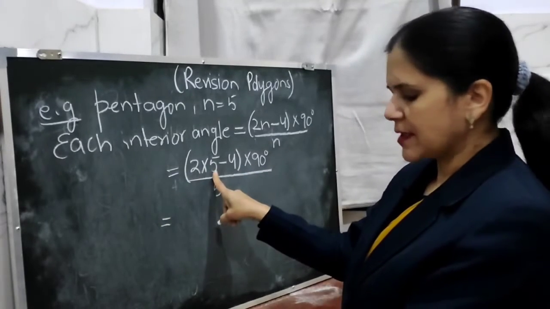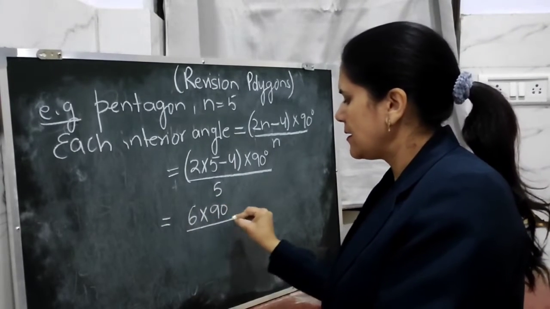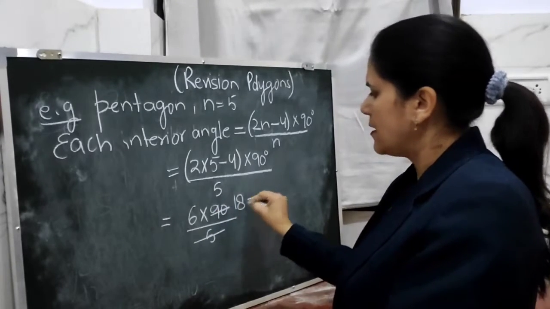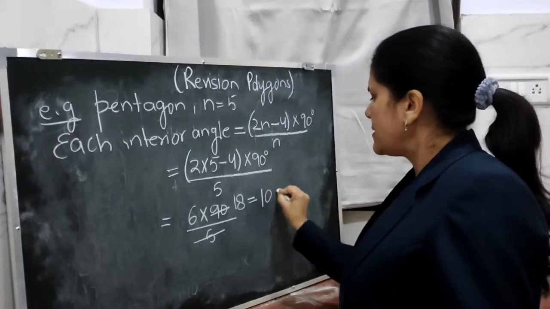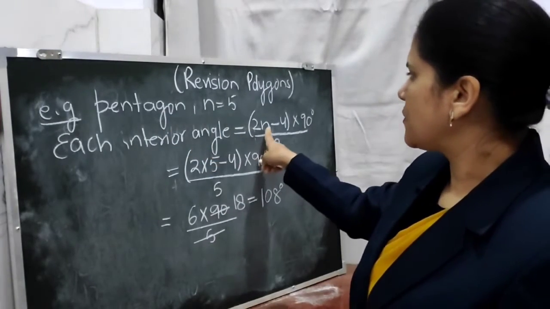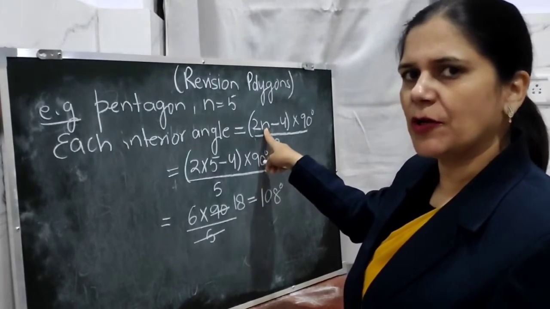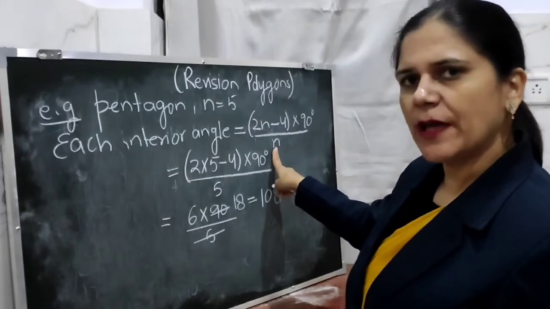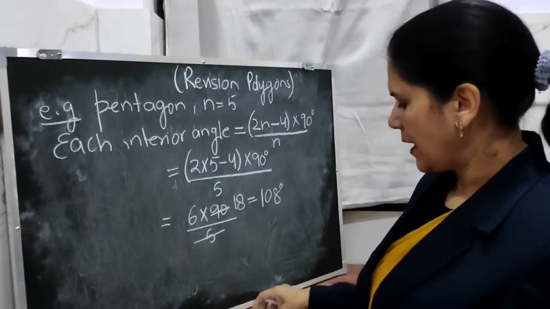Here 2 5s are 10. 10 minus 4 is 6. 6 into 90 divided by 5. Then 5 1s are 5 and 5 18s are 90, so 6 into 18 will give you the value as 108 degree. So if we have to calculate each interior angle of any regular polygon, such as a regular pentagon, we have to use this formula and substitute the value of n over here. Each interior angle will be equal to 108 degree.